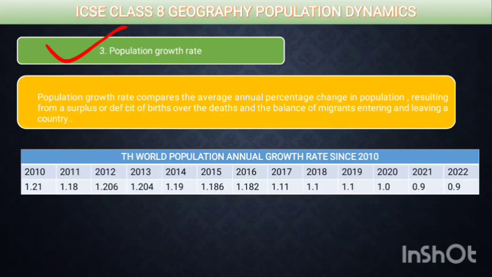What is population growth? Population growth rate is the average annual percentage change in population resulting from the surplus or deficit of births over deaths and the balance of migrants entering and leaving a country. That is called the population growth rate. You can see the annual growth rate of the world.